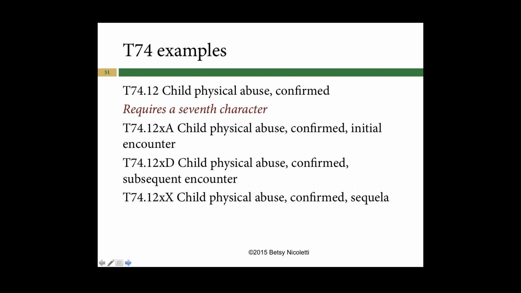So here are some examples from child physical abuse confirmed. There's only five characters. It's T74.12. And we know we need the seventh character extender. Oh, and I apologize. I've got an error on the bottom of this slide, which we'll fix before we send them out. T74.12XS, child physical abuse confirmed sequela. So A for the initial encounter, D for confirmed, X for the long-term after effect. So we would have to put a seventh character on there.